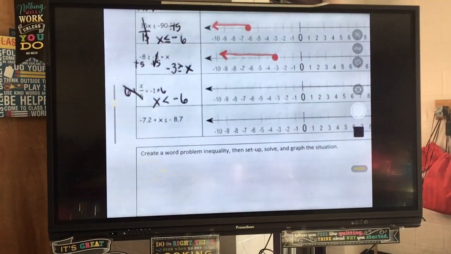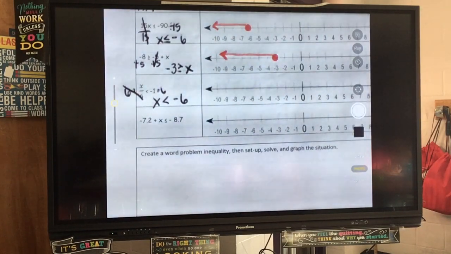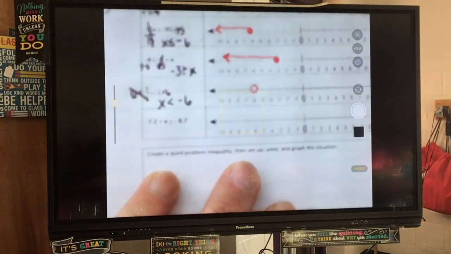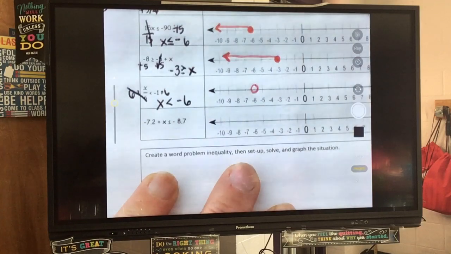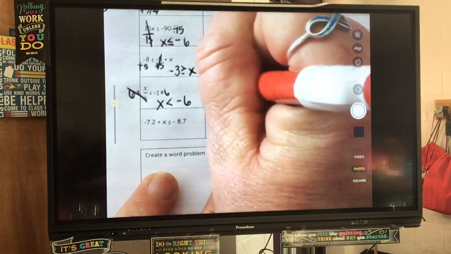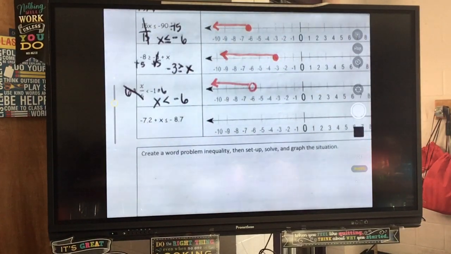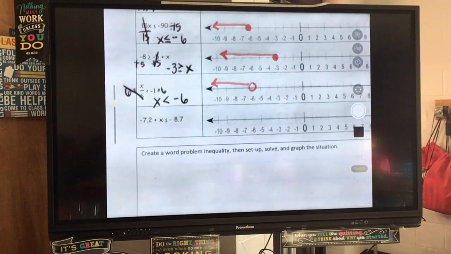How do we know what our graph's gonna look like for this one? Bryson, you've done almost all the graphs. Okay. Open circle at -6. Why? There's no equal sign. Okay. Going to the left. Alright, so if I plug any number in, it's gonna be less than -6. Okay. Alright, the very last one.